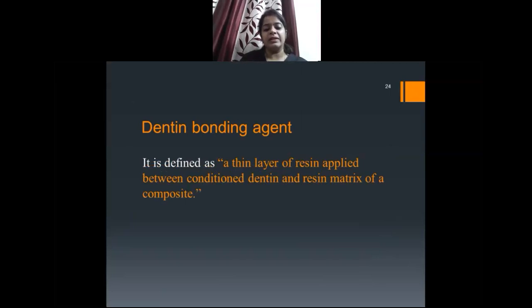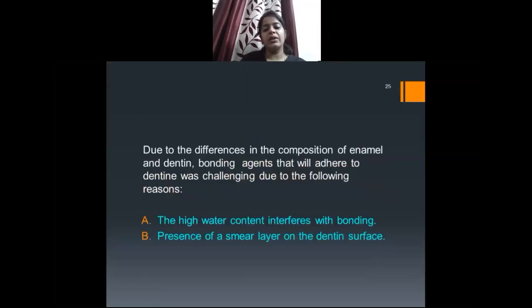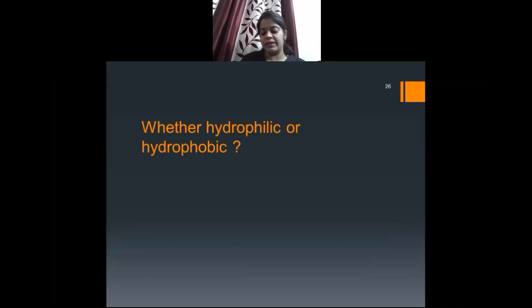Dentin bonding agent. It is defined as a thin layer of a resin applied between the conditioned dentin and the resin matrix of a composite. Due to the difference in the composition of enamel and dentin, bonding an agent to the dentin is challenging for the following reasons: the higher water content at the interface with the bonding, and the presence of a smear layer on the dentin surface.